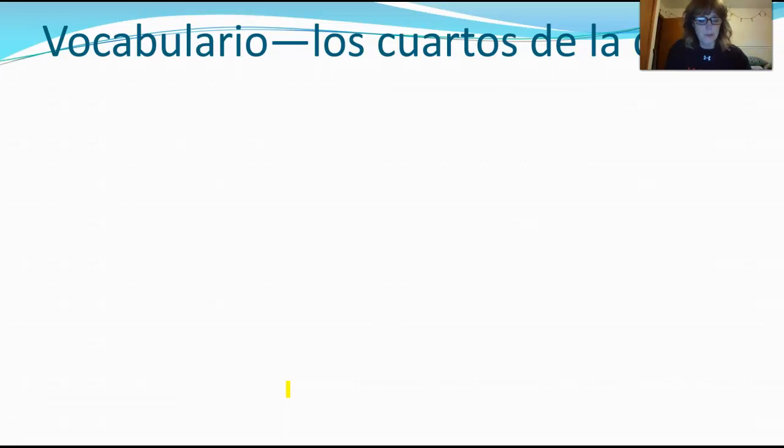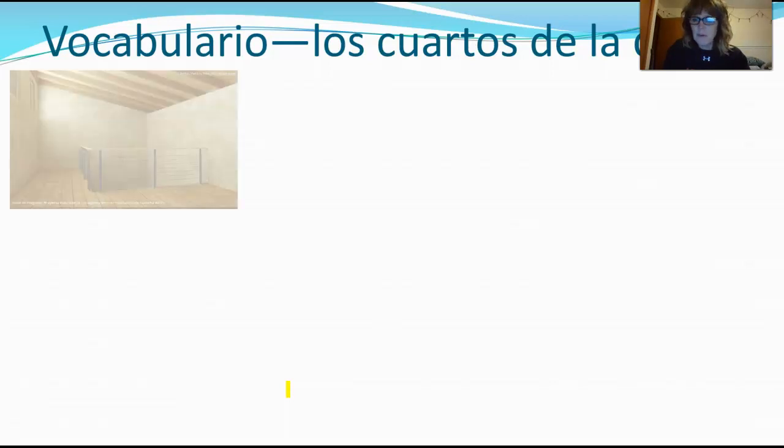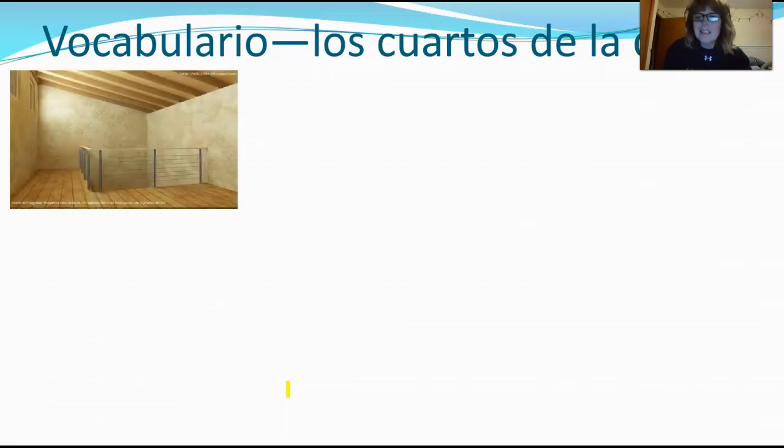So let's learn the house words here. It's right below the box we just talked about. I'm going to do that by giving you a picture of each one of those things. So repitan conmigo, por favor. El altillo. Repitan.